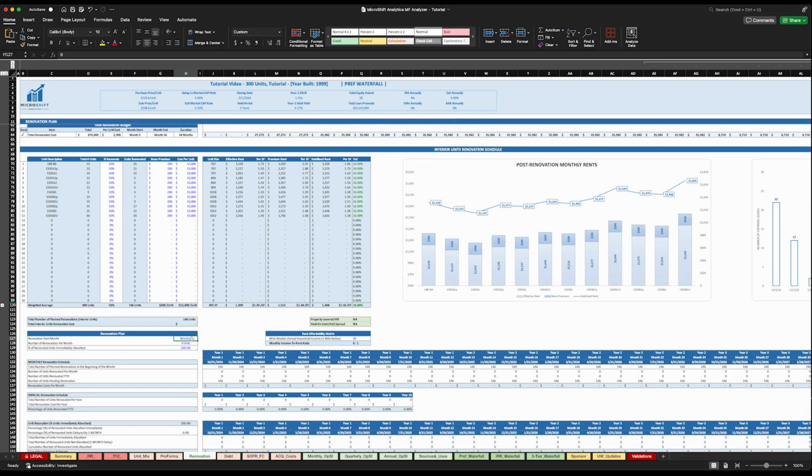Let's assume the first 6 months, we get familiar with the property, and in month 6, we plan to start our renovation, and our plan is to renovate 5 units per month.